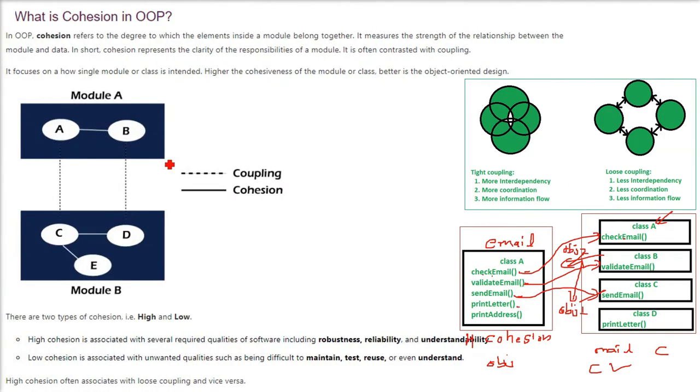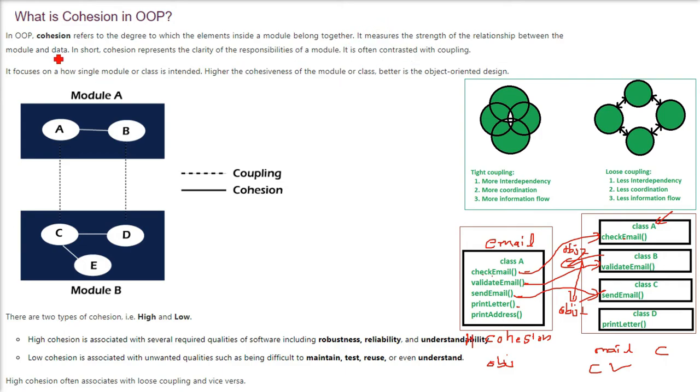So cohesion, as I said, refers to the degree to which elements inside a module belong together. They are single-minded. They are working together for a single task. They are designed and made to do a single work, or the work which the class wants to do. And different classes mean different responsibilities, different roles.